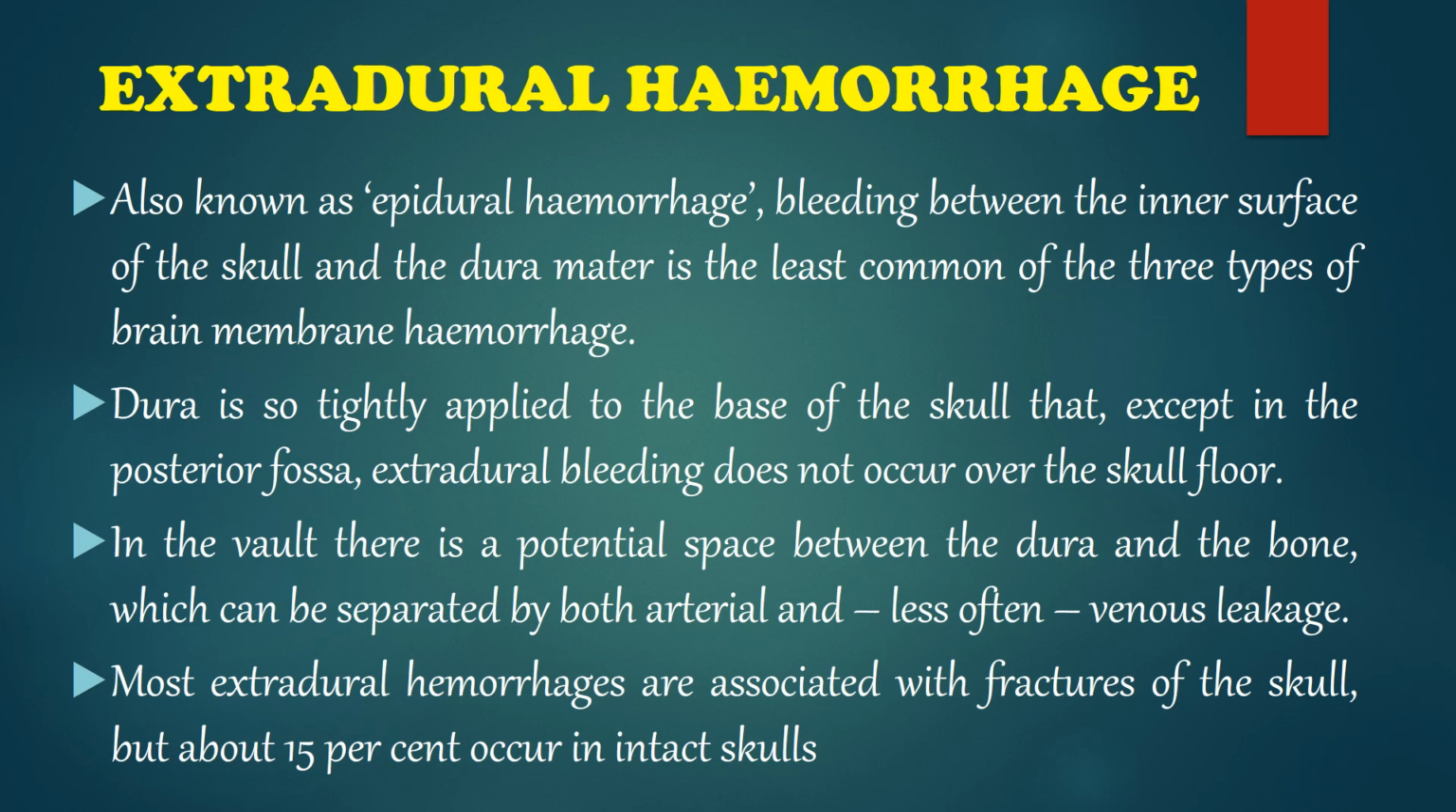In extradural hemorrhage, the bleeding is more commonly arterial in origin. In rare cases it can be venous bleeding also. And extradural hemorrhage is almost always associated with head injury. In 80 to 85% of cases, extradural hemorrhage is associated with skull fractures.